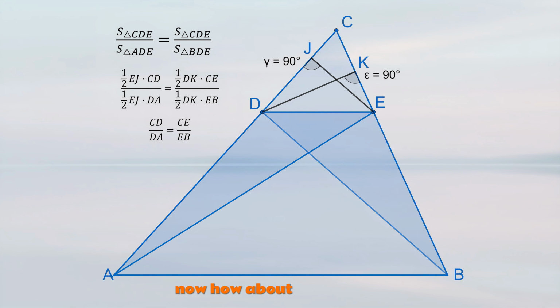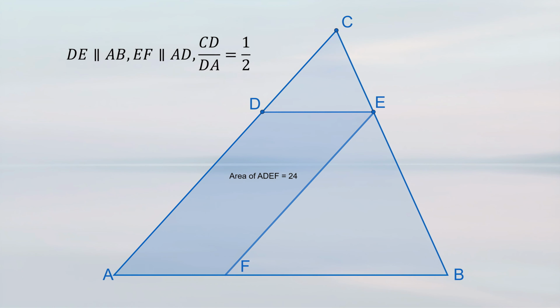Now, how about an example? If DE is parallel to AB, EF is parallel to AD, CD divided by DA equals 1/2, and the area of ADEF equals 24, what is the area of triangle CDE?